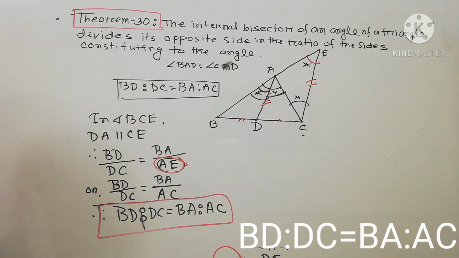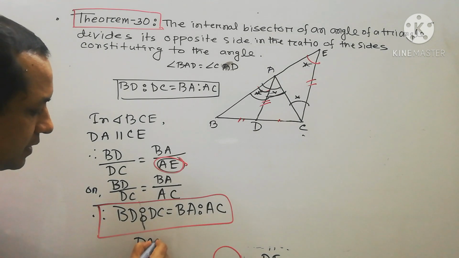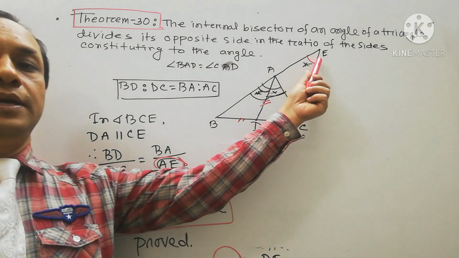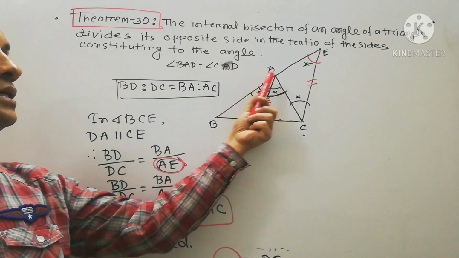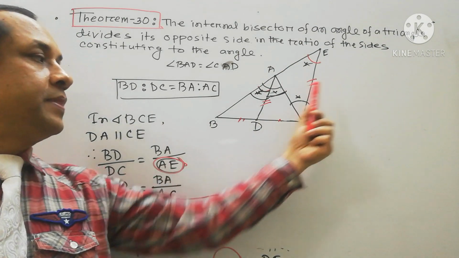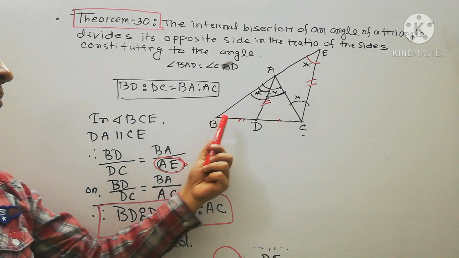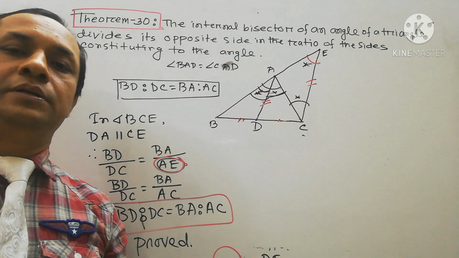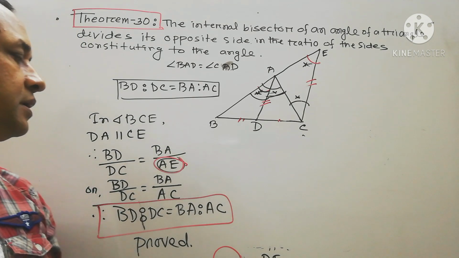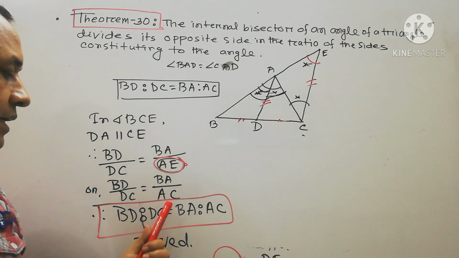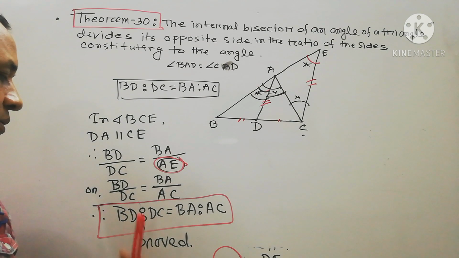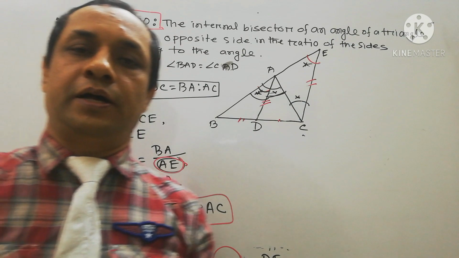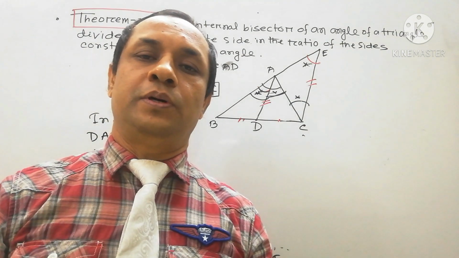Hence proved. So students, I say again, in triangle BCE, here DA is parallel to CE, so we can write BD by DC equals BA by AE, theorem number 28. Now putting the value of AE equals AC, we can write BD is to DC equals BA is to AC. I hope that you are clear.